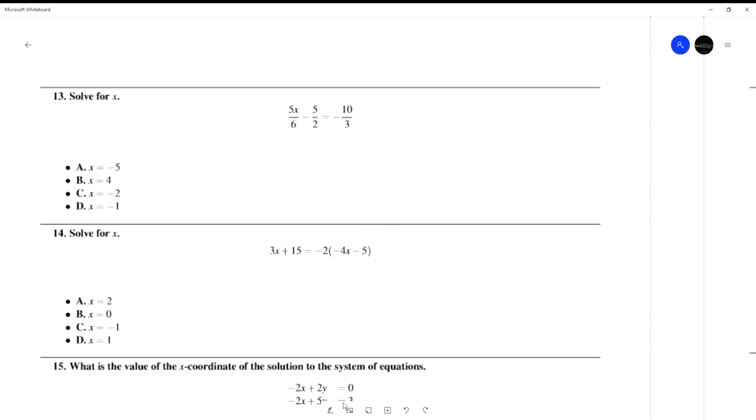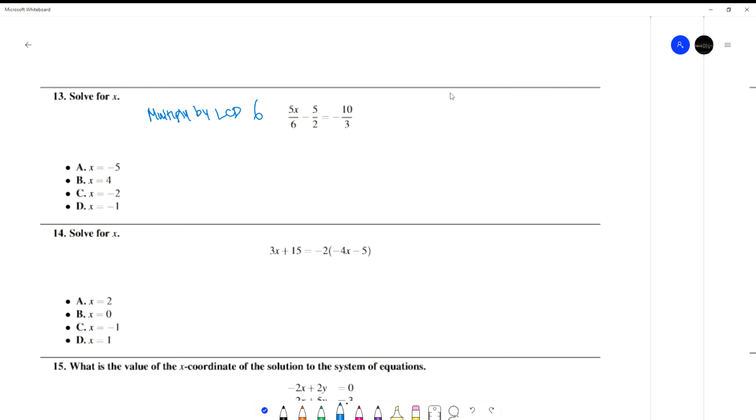Number 13. So I hope everyone remembers now, right? We've done this many times, right? You have to find the LCD and multiply by the LCD. What's the LCD of 6, 2, and 3? It is 6. Are you identifying that really quickly now?